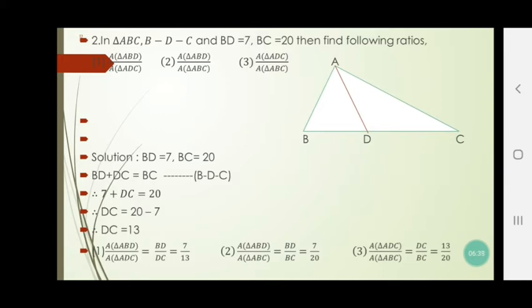Similarly, area of triangle ADC upon area of triangle ABC will be equal to DC upon BC. DC is 13 and BC is 20, so the ratio is equal to 13 upon 20.